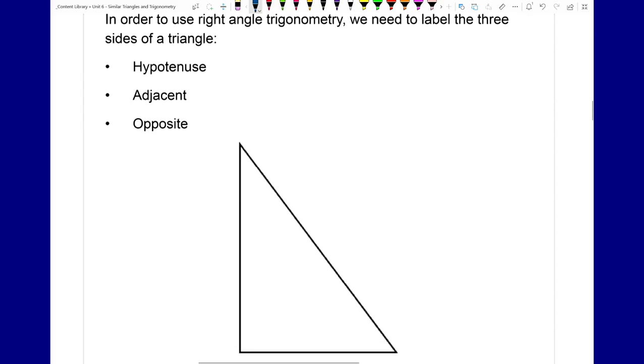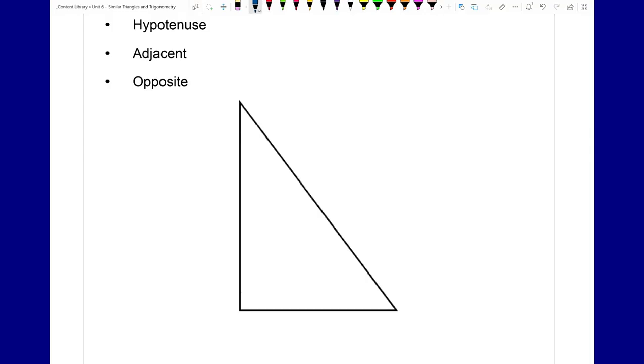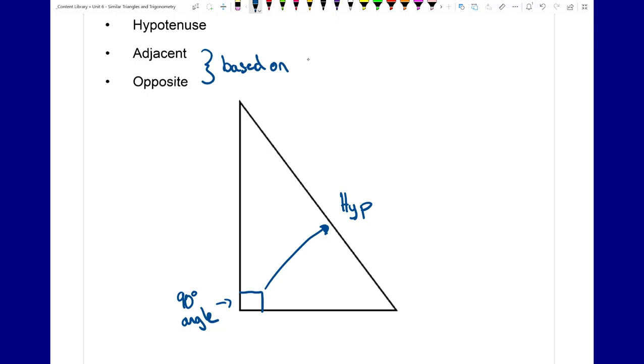As we mentioned before, there are three sides of the triangle that we have to label when dealing with right angle trig. So again, we have our 90-degree angle. We need to have a 90-degree angle because that is going to tell us that it is a right angle. Now across from the right angle is our hypotenuse. Right, so again, the hypotenuse, the longest side, across from the right angle, all different things that we could use to identify it.